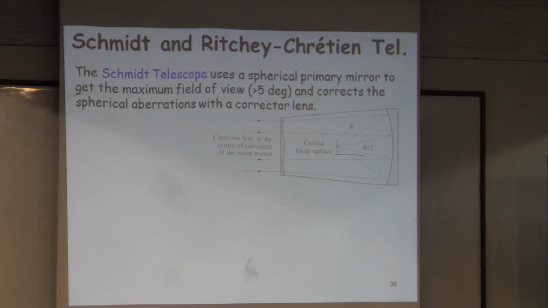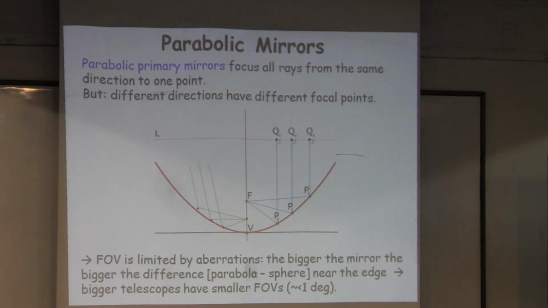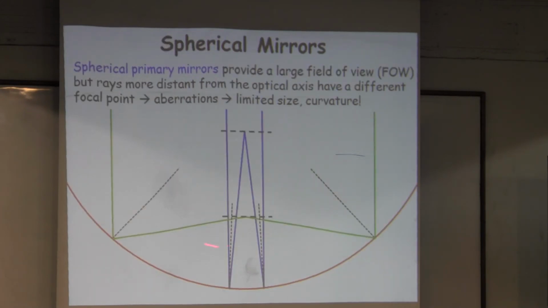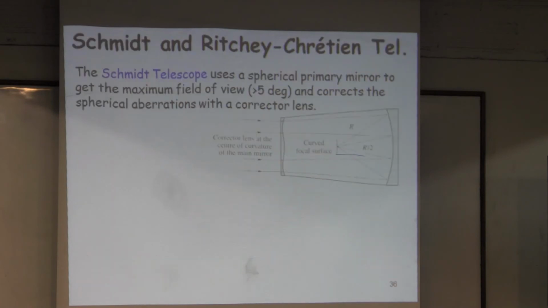There are, however, two types of telescopes that should be mentioned in this context. One is the Schmidt telescope, which is still a very popular telescope for surveys. As I mentioned before, the problem with spherical mirrors is that rays at different distances from the optical axis have a different focal point.